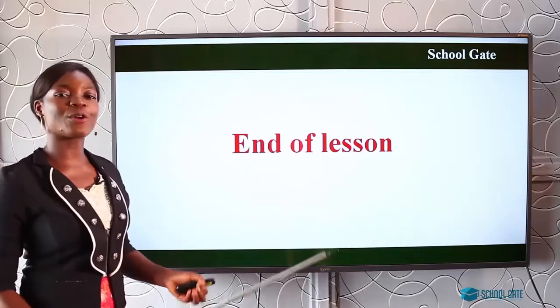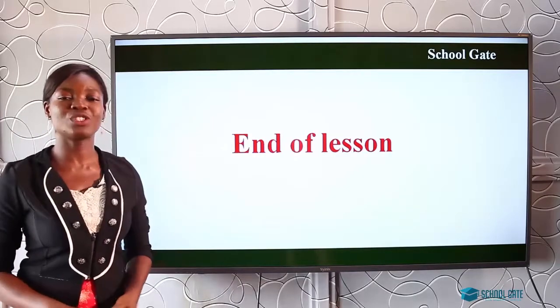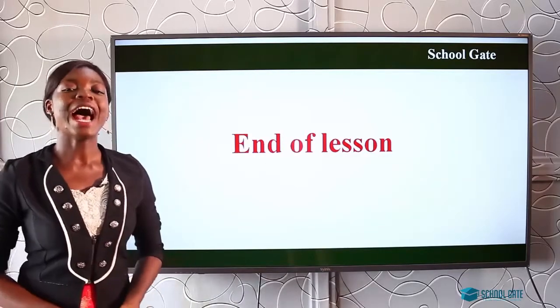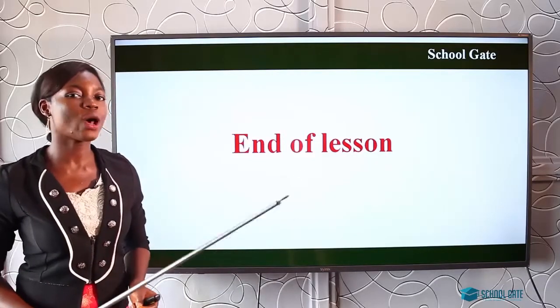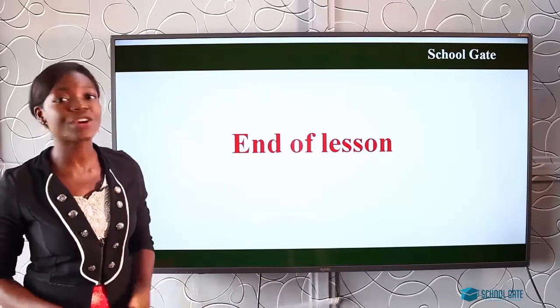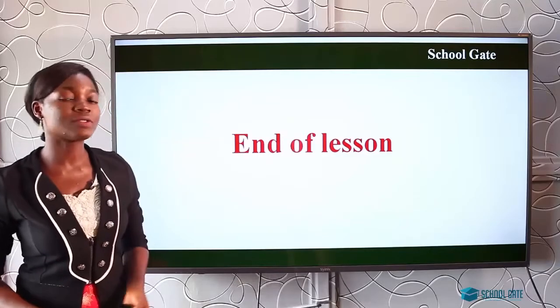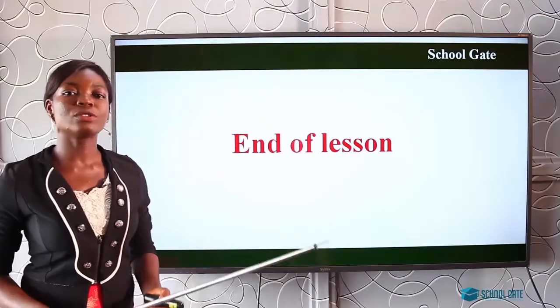Alright, so kids, we have come to the end of our lesson. We just introduced fractions, and we said a fraction is one or more parts of a whole. For example, 2 over 3, 4 over 5, 6 over 7 are examples of fractions.